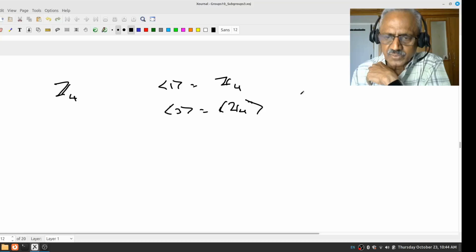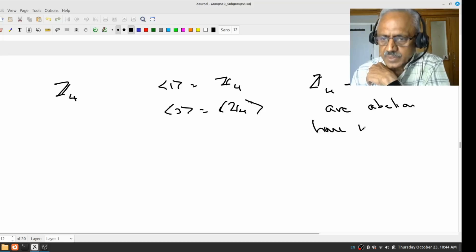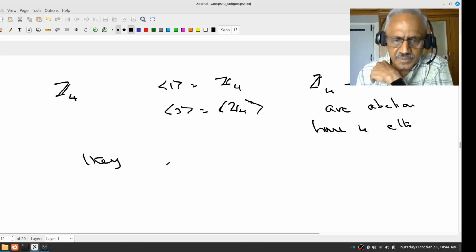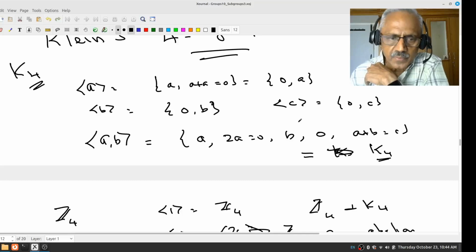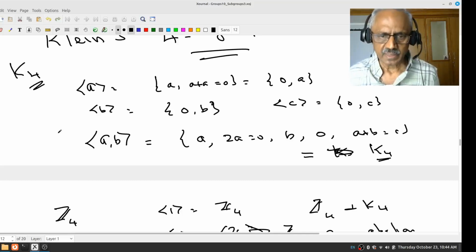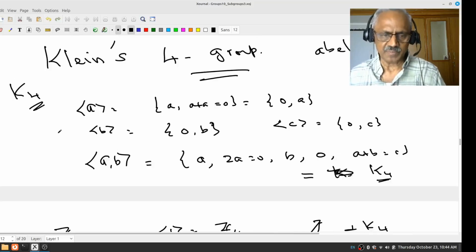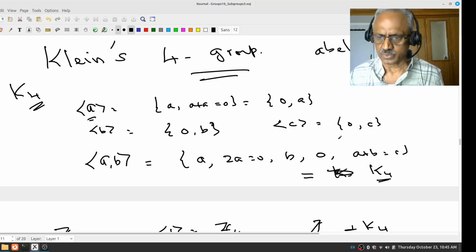But here in the Klein's group there are no such elements. So even though both Z4 and K4 are abelian and have the same number of elements, they seem to be different, because in Z4 I can find an element whose cyclic subgroup is the full group, whereas in K4 there exists no element such that the cyclic subgroup generated by that element is all of K4. The subgroup generated by A has two elements, B has two elements, C has two elements, and 0 has only one element.